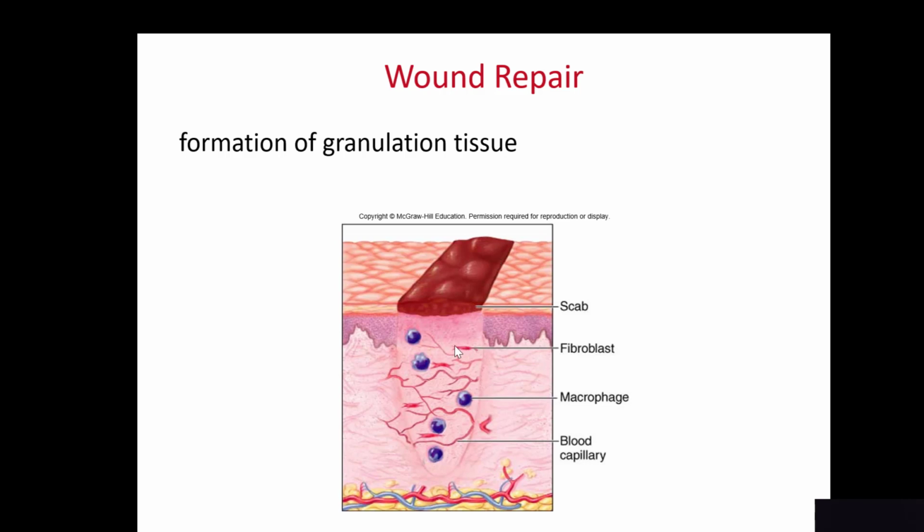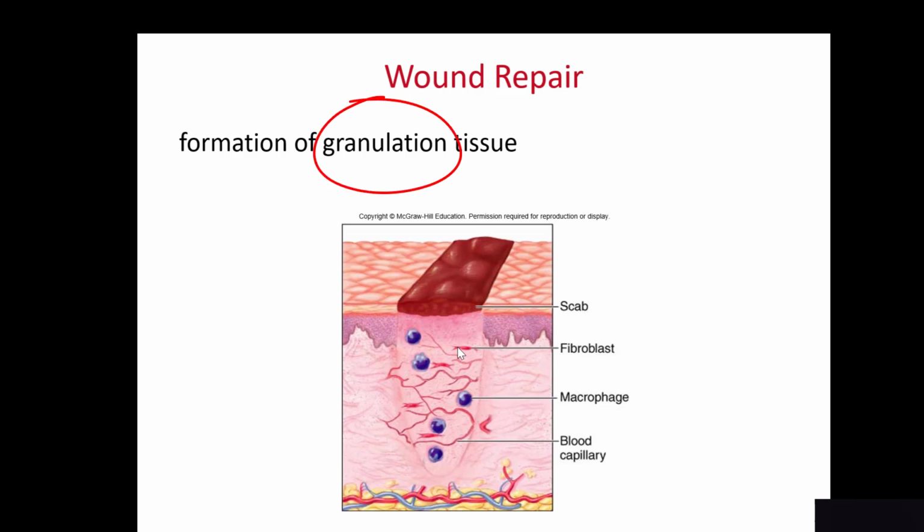Fibroblasts will enter the site and start laying down collagen. Collagen is the connective tissue that's going to start to form scar tissue. The collagen is going to start pulling the wound together, and that new, soft, healing tissue is granulation tissue.